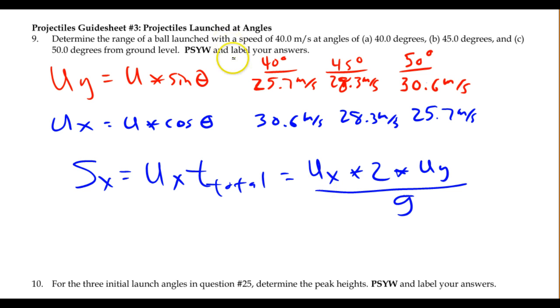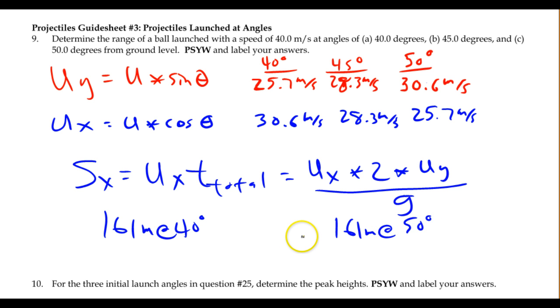Now, in the case of 40 degrees, it's going to be 30.6 times 25.7 times 2 divided by g, and you're going to get a total of 161 meters at 40 degrees. At 50 degrees, it's going to be just in reverse, but since you're multiplying, it doesn't matter. It'll be 25.7 times 2 times 30.6, and you'll also get 161 meters at 50 degrees. But when you go for the 45, it'll be 28.3 times 2 times 28.3. And then divide that by g, that's a larger number. That's 163 meters at 45 degrees.